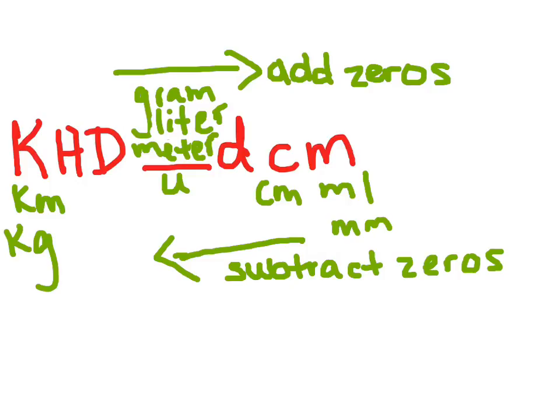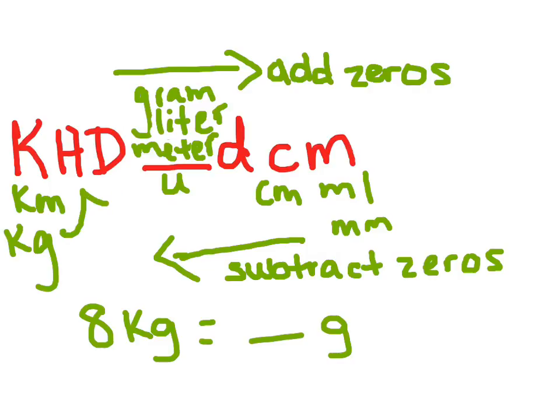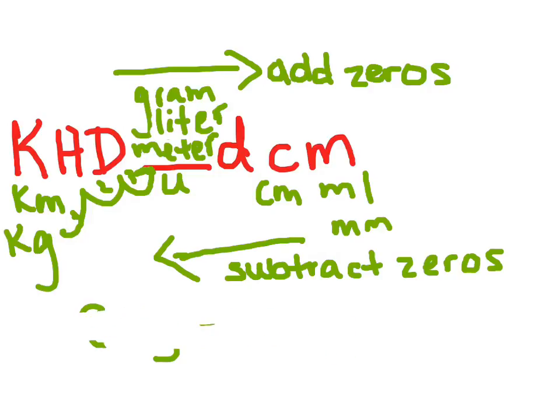So if we're going from a larger unit to a smaller unit, we're going to add zeros. If we're going from a smaller unit to a larger unit, we're going to subtract zeros. So if mine was 8 kilograms equals how many grams, I'm going to go 1, 2, 3. So that means I'm going to add 3 zeros. My answer is going to be 8,000 grams.